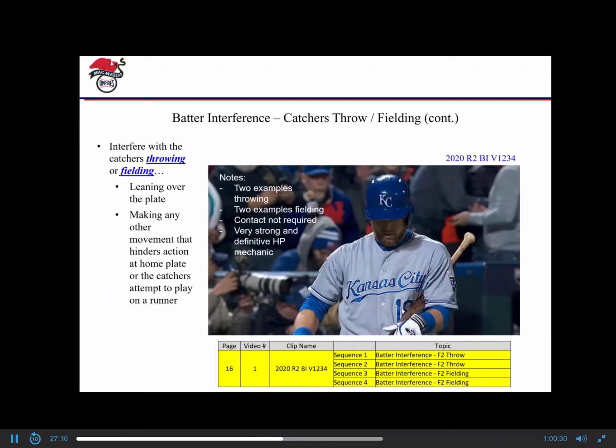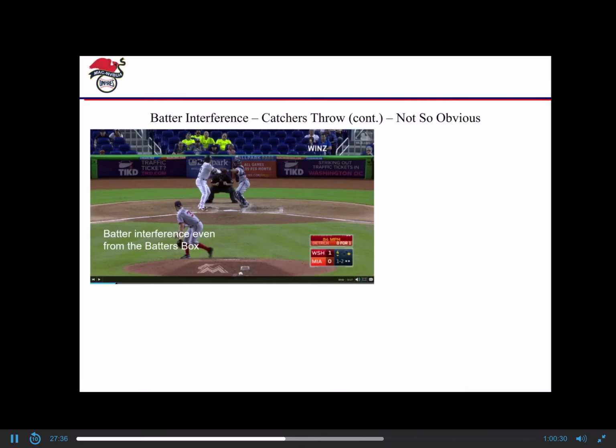So again, either throwing or fielding, the catcher has the opportunity to field a throw to second or to third, wherever the steal is taking place, or to field a ball around the plate, and the batter is required to not interfere. There are times when we have batter interference where it may not be obvious, it may only be slight. These are going to be a little bit harder to pick up. So here's an example of one that's very slight.